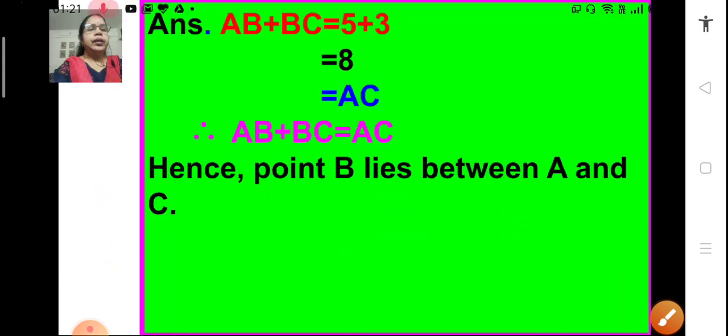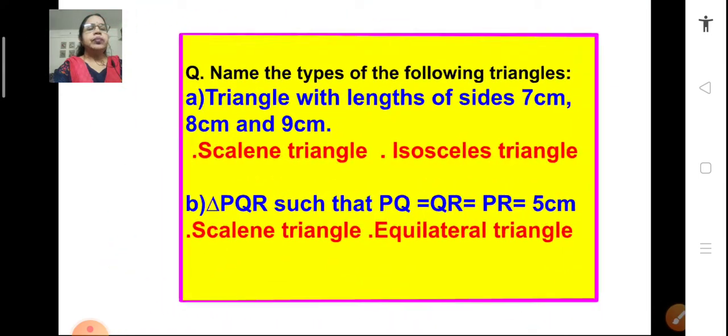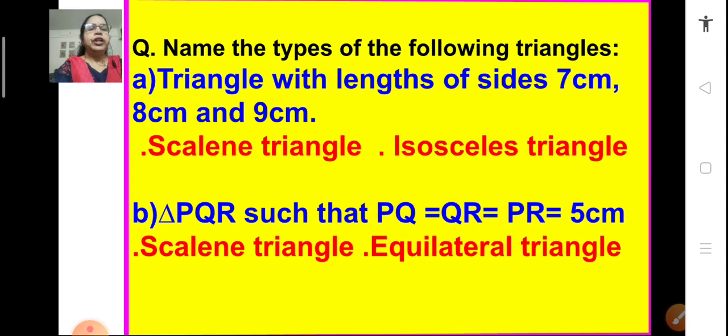So let's move on to the next question. Name the types of the following triangles.